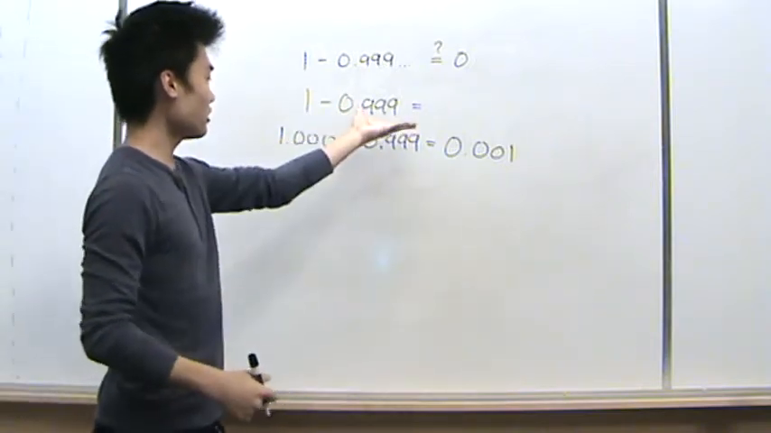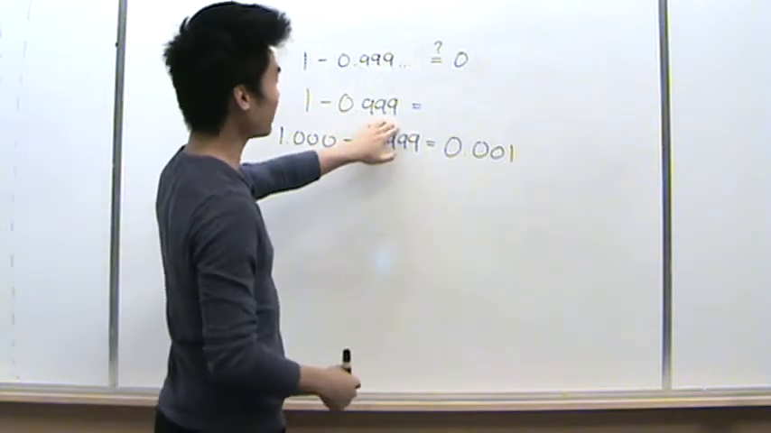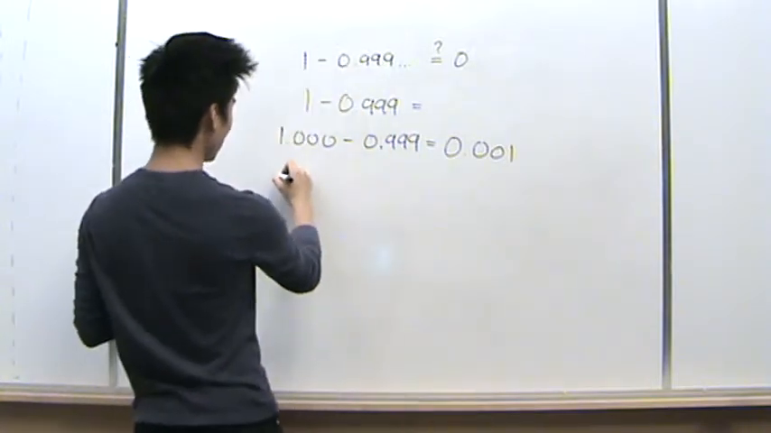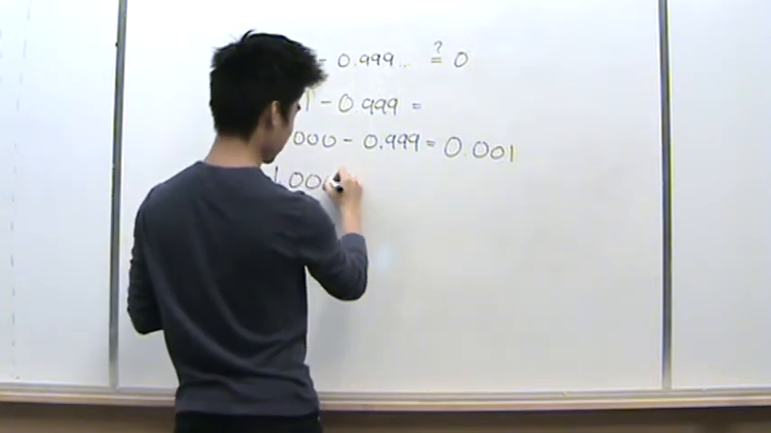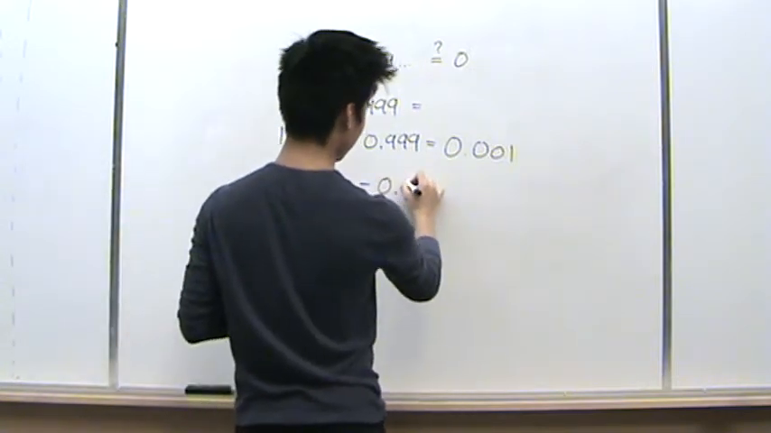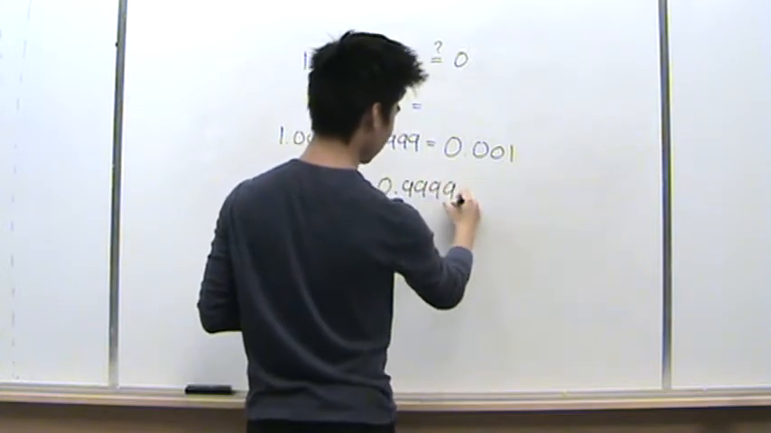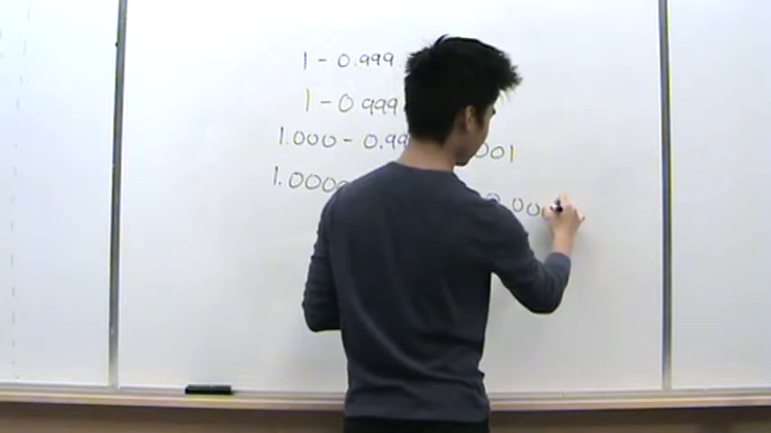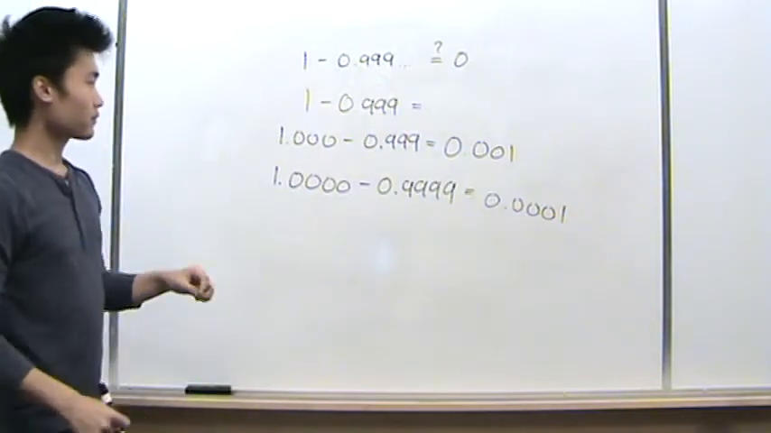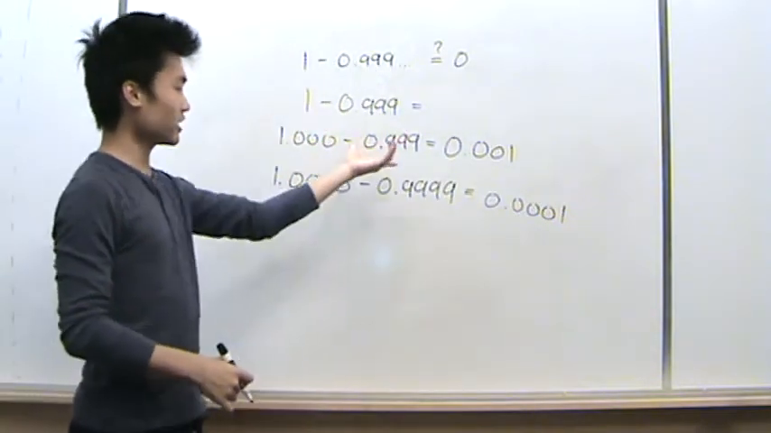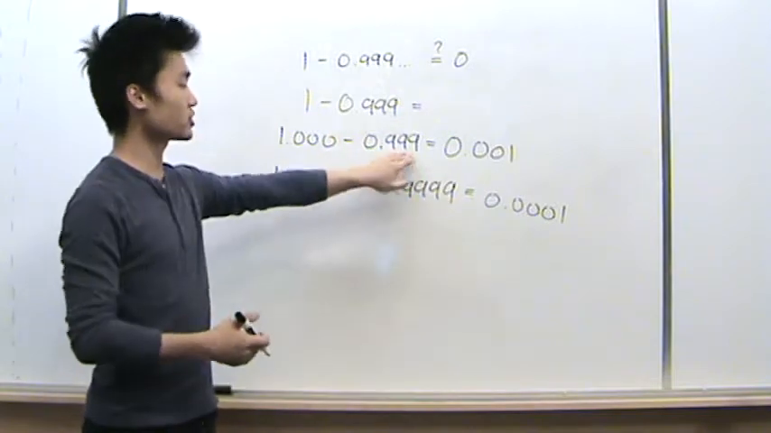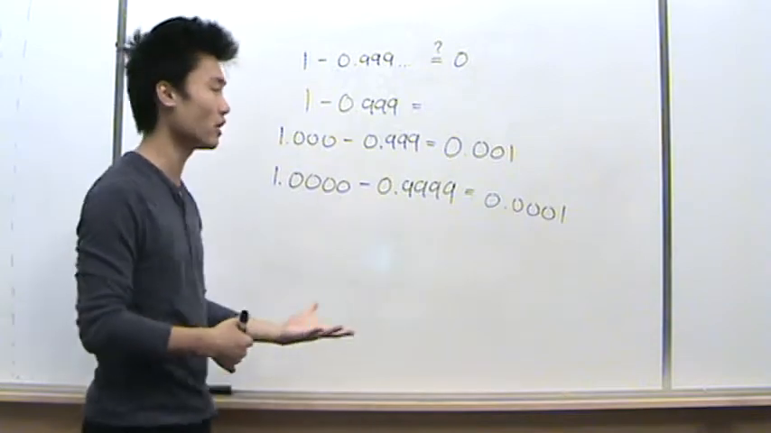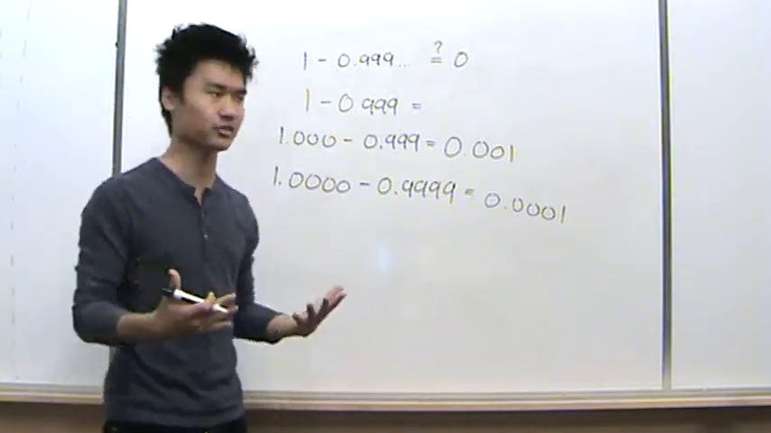And then a mathematician might ask, okay, what happens if I include 4 9s? Now I have 1.0000 minus 0.9999. And that just means we add on another 0 to the beginning of our number. And mathematicians will do this, look at finite cases, and go larger. We started with 3 9s, then we went to 4. Next we could go on to 5 and 6 and so on, and see if we can find some kind of pattern that develops.